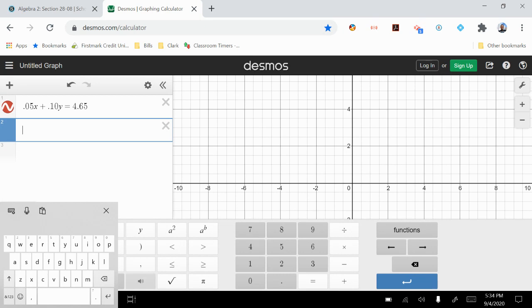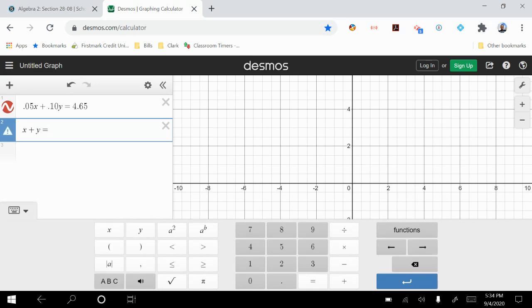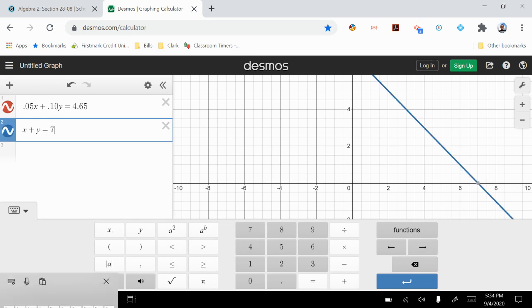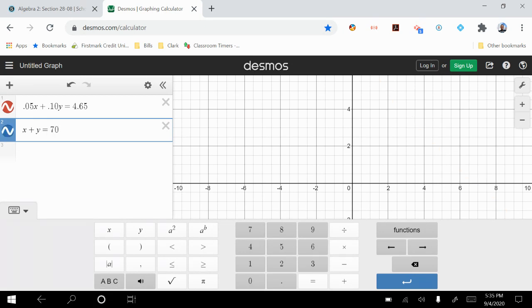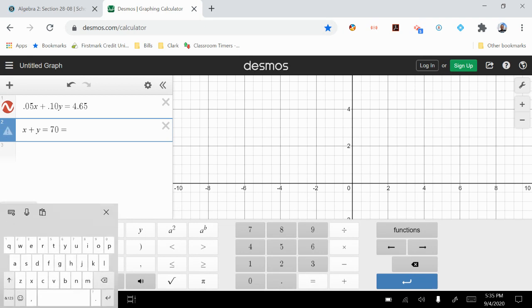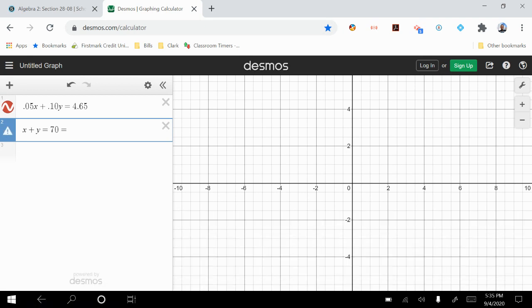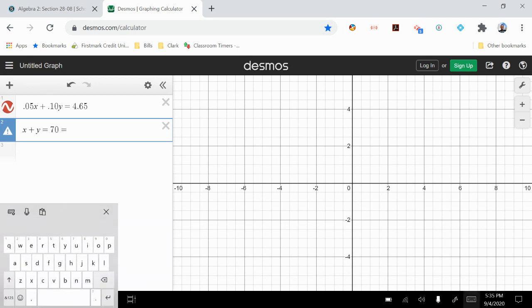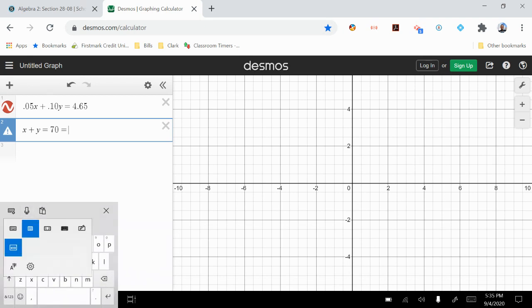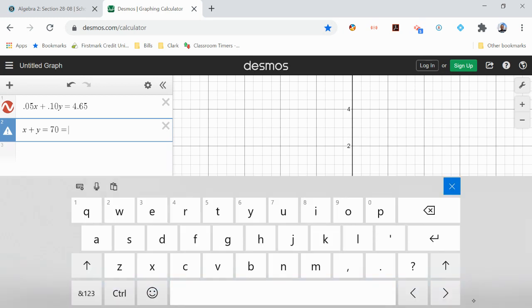Then in the second equation bar, I'm going to put in our other equation. So it's just x plus y equals 70. Okay, hit enter. I'll have to figure out why that keeps popping up. Maybe I just need to disable it somehow. I don't know, it's driving me nuts.